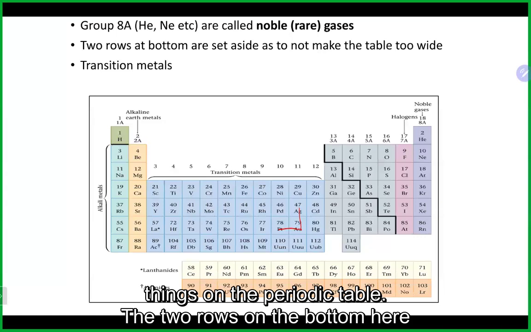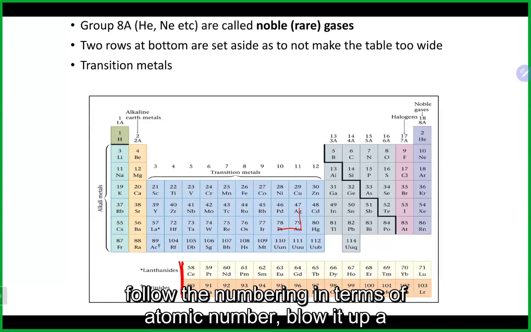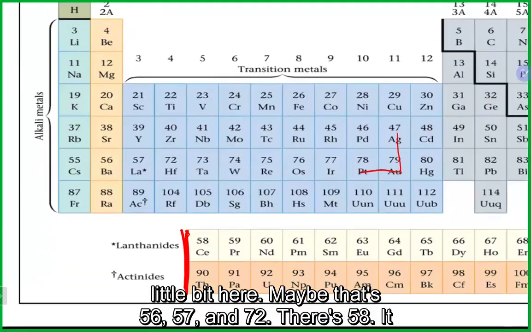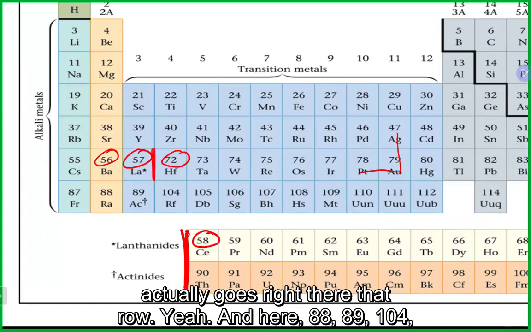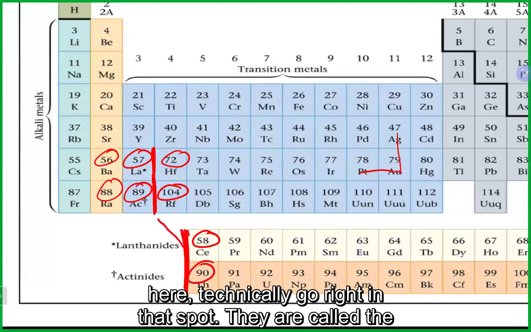Other things on the periodic table, the 2 rows on the bottom here are set aside so your periodic table is not giant. But if you follow the numbering in terms of atomic number, that's 56, 57, and 72. There's 58. It actually goes right there, that row. And here, 88, 89, 104. There's number 90, goes right about there. These guys right here technically go right in that spot.